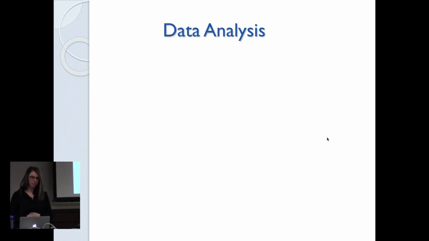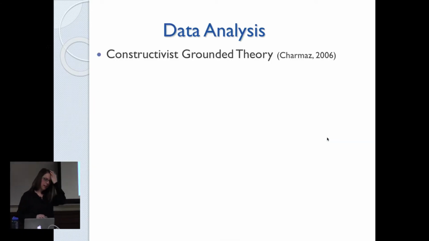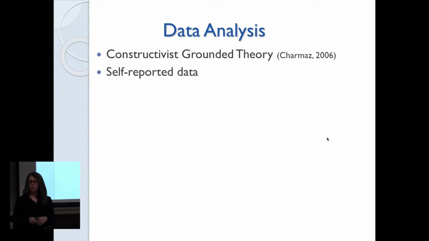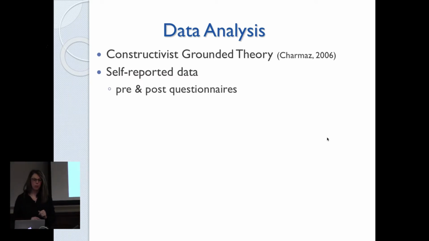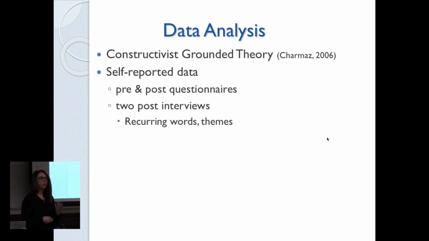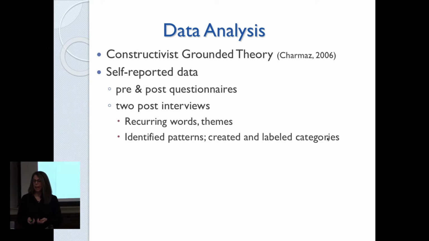So that moves us into the data analysis. To analyze the data for these 3 research questions, I used constructivist grounded theory. All of these were self-reported data. My agency data was a separate group. I did pre and post questionnaires and 2 post interviews. What I did was I looked for recurring words and themes and identified patterns. And from those patterns, I created and labeled categories.